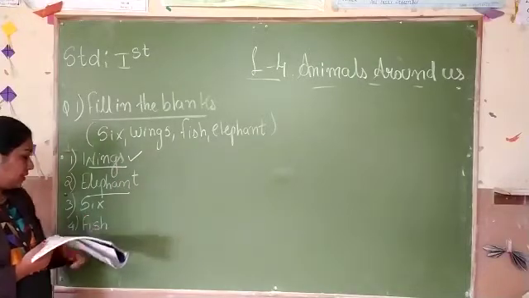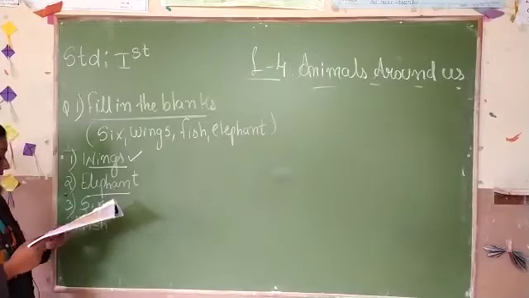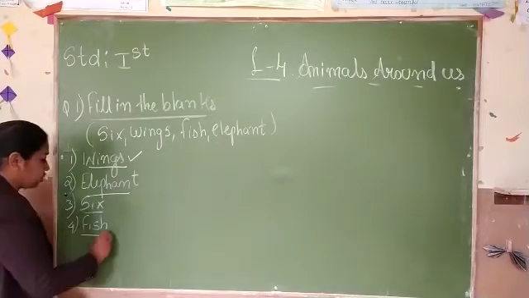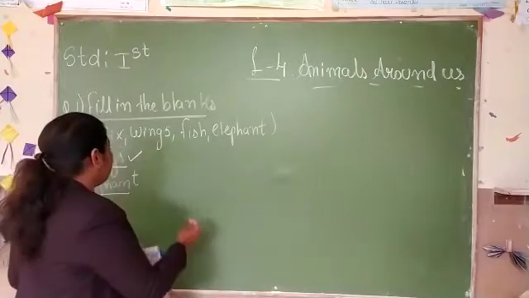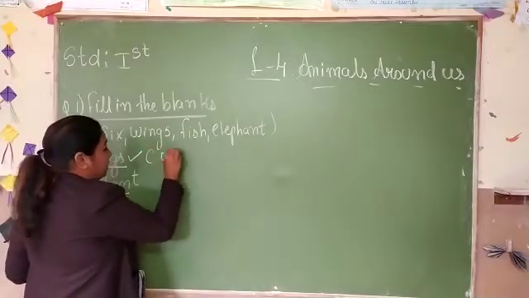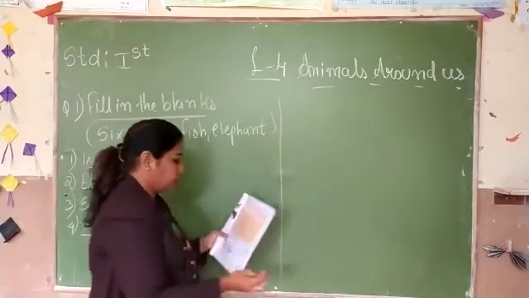Insects have 6 legs. Dash lives in water. Fish lives in water, right? This you will do in the classwork copy. Okay? Now just see the second one.